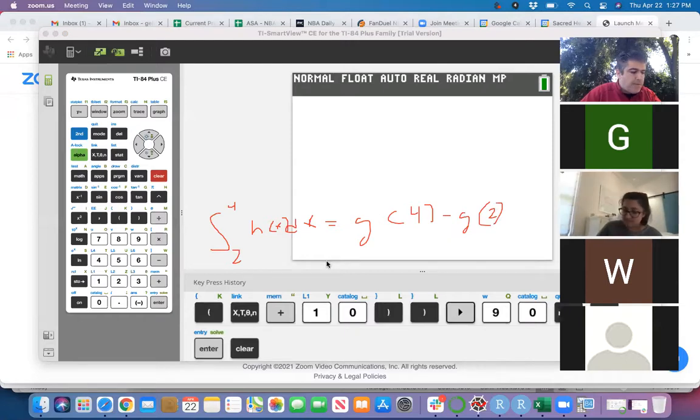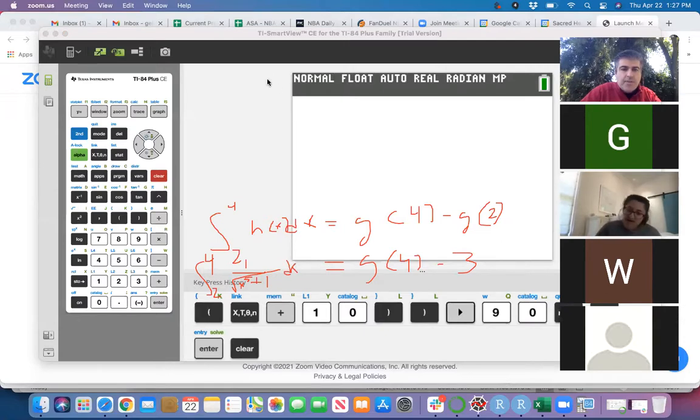Now, g of 4 is what we want to find, right? So we've got to find that. g of 2, we know straight up is 3. And here we're going to integrate from 2 to 4 of 1 over root x squared plus 5. Sorry, x to the 5th plus 1. Wow, can't believe I said that. x to the 5th plus 1 dx.